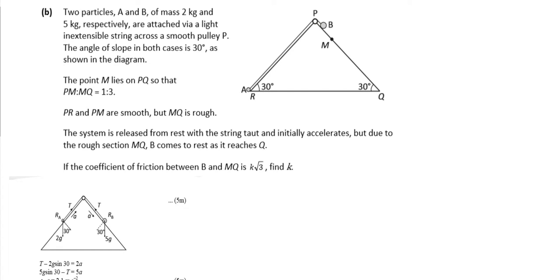Particles A and B of mass 2 kilograms and mass 5 kilograms respectively are... So first things first, B is definitely the 5 kilogram one because it has to pull the 2 kilogram one up.